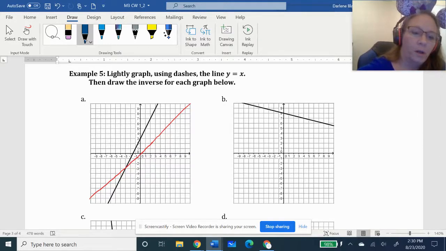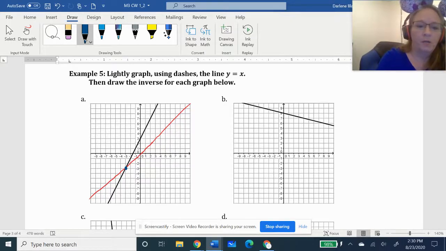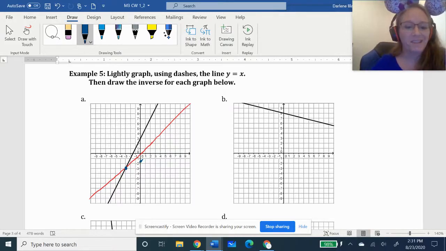And then I'm going to change colors for drawing the inverse. So where the original function crosses y equals x at -3, -3, that is the only point that is shared between the original function and its inverse. You are now drawing a reflection of that original line. So it looks like the original line has an x-intercept of about -1.5. So I should see somewhere around -1.5 on the y-axis that the inverse function has a point.